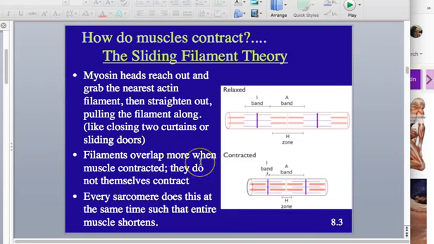So the filaments overlap more when the muscle is contracted. They themselves do not contract. So the filament, the whole thing as a whole, doesn't cause a contraction. It's within the sarcomeres inside the filaments that contraction happens, and then that causes the whole muscle to look like it is contracting. So it does contract. Because this is happening millions of times over, the entire muscle shortens, which we call a muscle contraction. But the actual contraction happens at the cellular level within the cell itself.